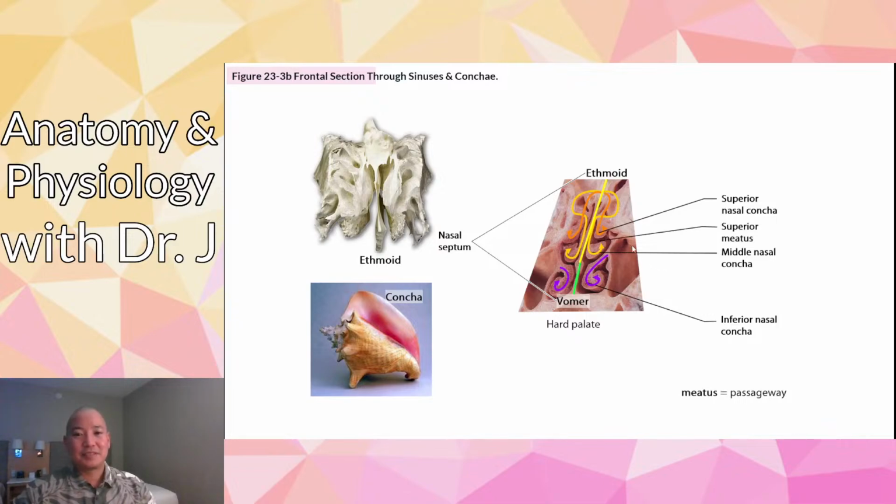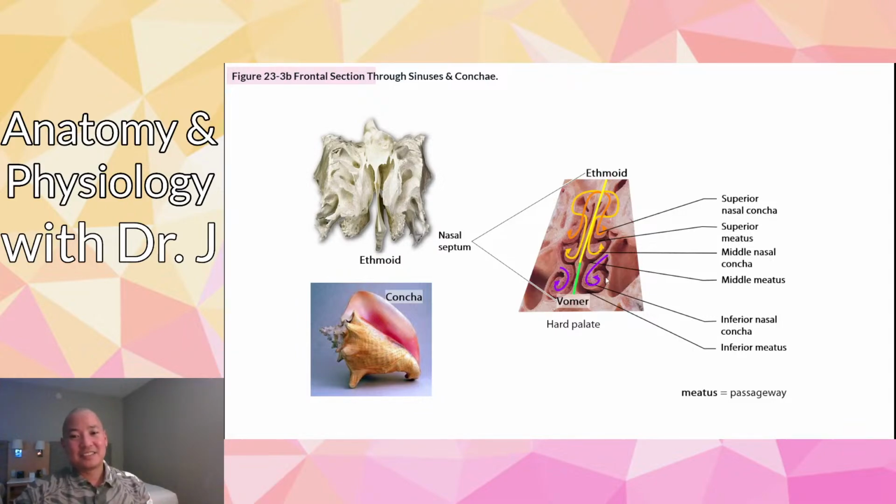And between the superior nasal concha and the middle nasal concha, you have the superior meatus. This is one of the pathways for air. When you breathe in or out through your nose, it can pass through that. But there are other passageways, like between the middle and the inferior, where you have the middle meatus. And between the inferior nasal concha and the hard palate, you have the inferior meatus.